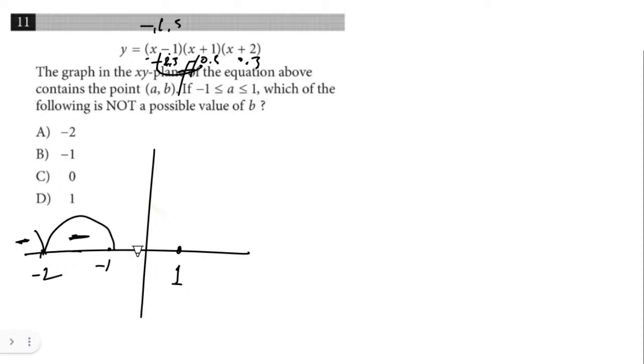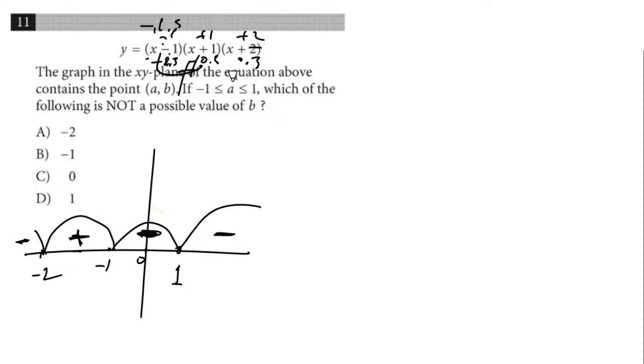So let's put numbers here. Sorry, it's positive. Let's put 0, then -1, plus 1, plus 2. So it's plus, plus, plus, then -1, it's negative. After that, it's positive 2. So now, which is not possible?